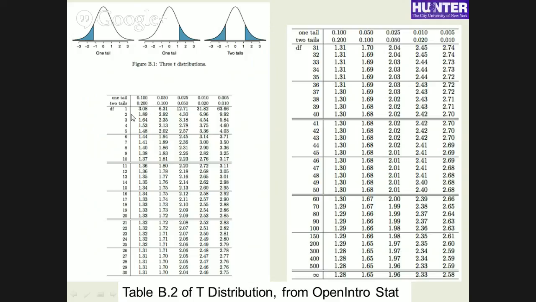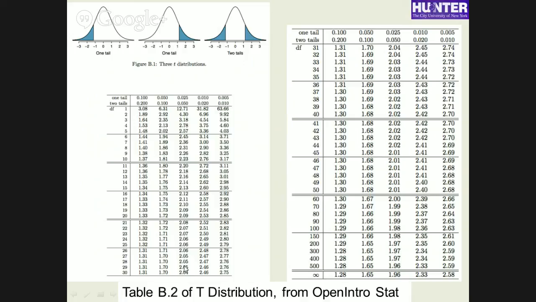So for 1 degree of freedom, let's look at the 1-tail probability of 0.025, 2-tail of 0.05. This is the so-called critical value, 12.71. This means that the area under the 2 tails, if you go less than minus 12.71 and more than 12.71, is 5%. And as you increase the degrees of freedom, notice this gets smaller and smaller.